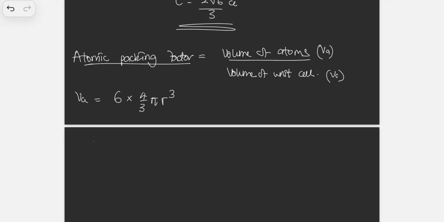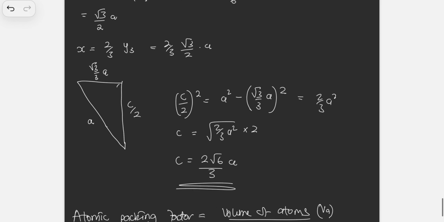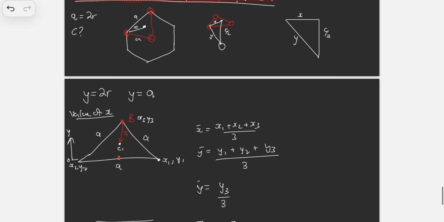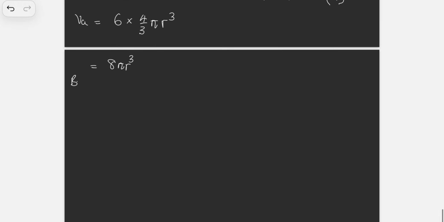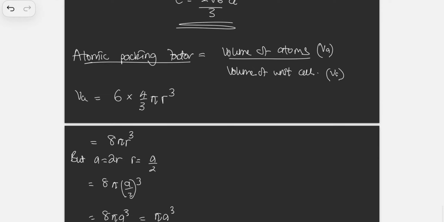Okay, and you can simplify this. This is 8 pi r cubed, and remember that if you come here, a is equal to 2r, right? But a is equal to 2r, so r is equal to a over 2. So this will be 8 pi (a over 2) cubed. So it's going to be 8 pi a cubed over 8. So it's going to be pi a cubed. So this is the volume of the atoms inside the unit cell.